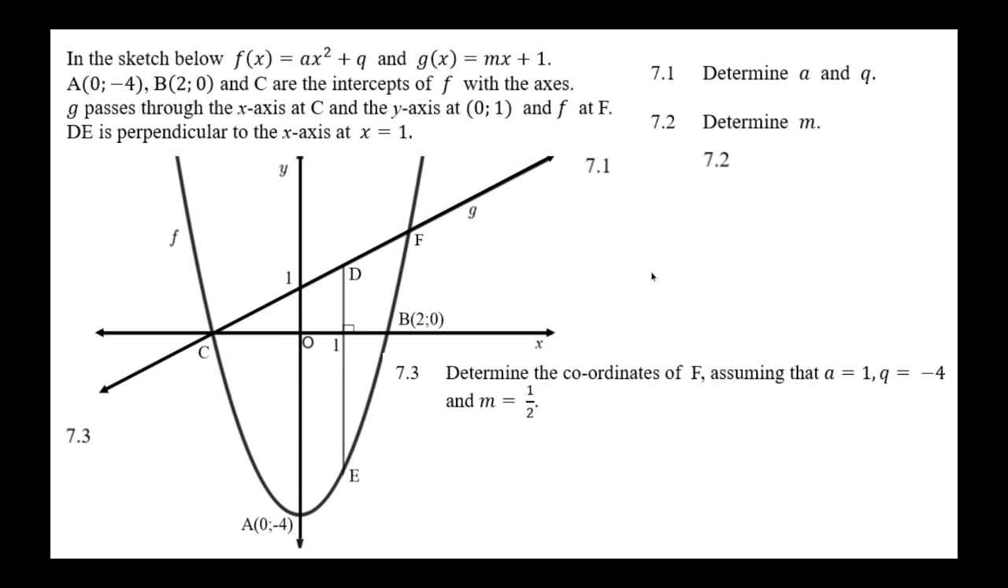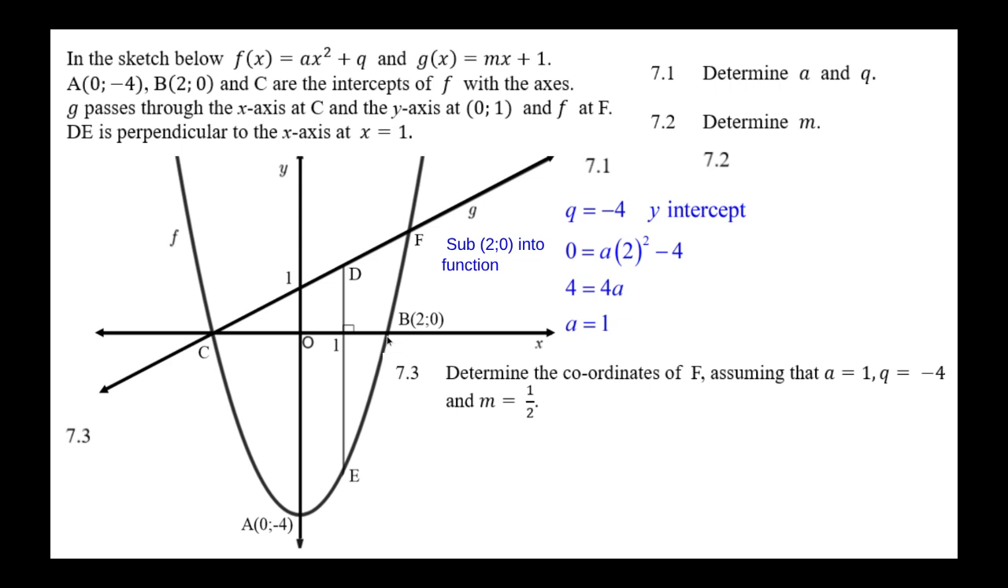Determine a and q. Well, we know q. q is minus 4 because it's the y-intercept. And then all we do is we take this other point, (2, 0), we let x equals 2, y equals 0, and we can figure out what a is because we know q is minus 4. We get 4a, and then we add the 4 equals 4, so a must equal 1. First question done.